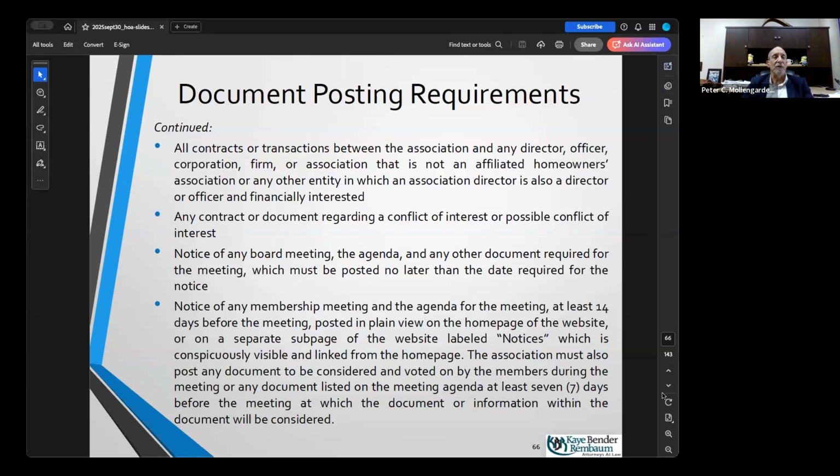The association must also post any document, we mentioned this before, to be considered and voted on by the membership during the meeting, or any document listed or identified on the meeting agenda, at least 7 days before the meeting at which the document or information within the document will be considered.